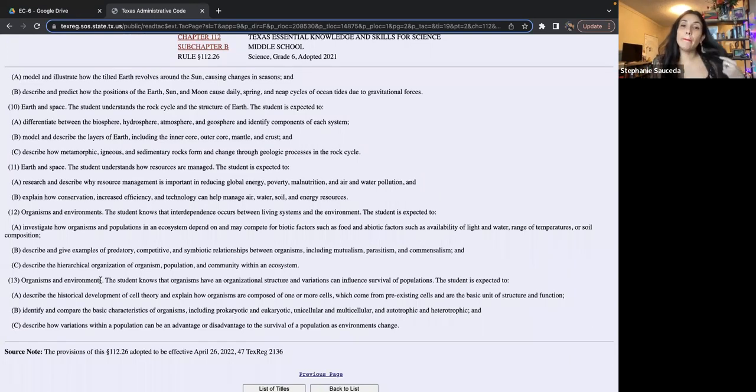So going through these and being sure that you understand the main concepts, like just taking a look here. Describe and predict how the positions of the Earth, Sun, and Moon cause daily spring and neap cycles of ocean tides due to gravitational forces. So I know daily spring about the moon and its force on that, but I don't know what neap cycles is. Not enough to teach somebody about it. That would be something I would look up, and that would be something that I would write down in my notes, because once I do that, it's more solidified in my brain, and I will have that as working knowledge for the exam. So that's how I'd like for you to study this science portion.